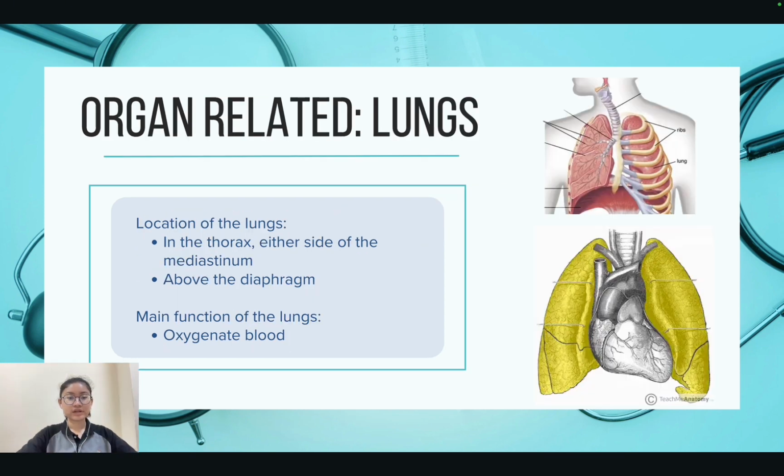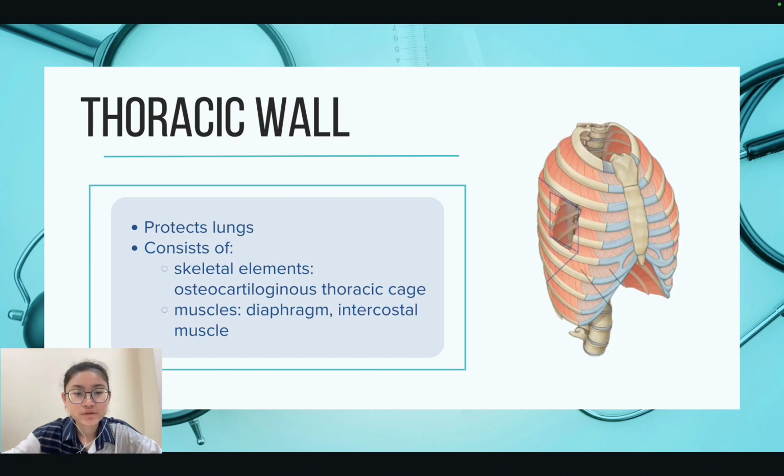The lungs are located in the thorax, either side of the mediastinum. Besides, they are above the diaphragm. The main function of the lungs is to oxygenate the blood and then transfer the oxygenated blood to the rest of the body for gaseous exchange. The thoracic wall is designed in segments to protect the lungs. It is composed of skeletal elements and muscles. Skeletal elements include the osteocartilaginous thoracic cage, while muscles include the diaphragm and intercostal muscles. All are helping with breathing mechanisms.